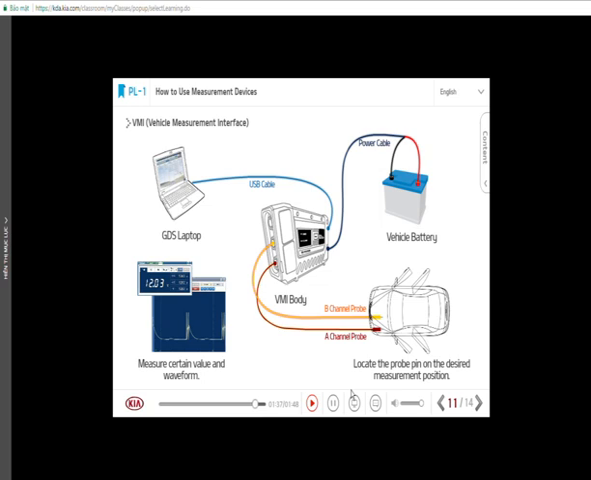Select DVOM or oscilloscope menu on the GDS program and locate the probe pin on the part you wish to measure. For your information, this process does not have a particular order. Please refer to the manual for more details about using GDS.